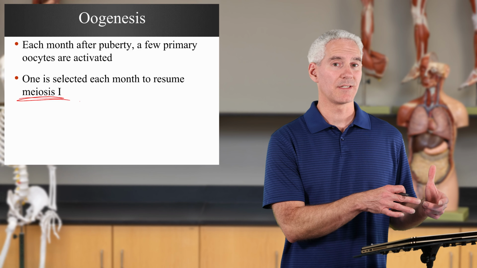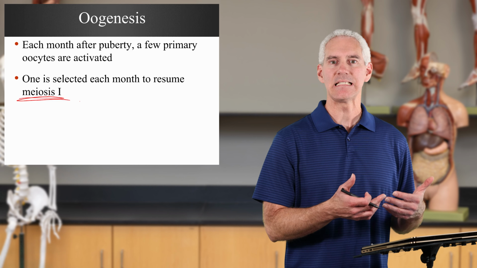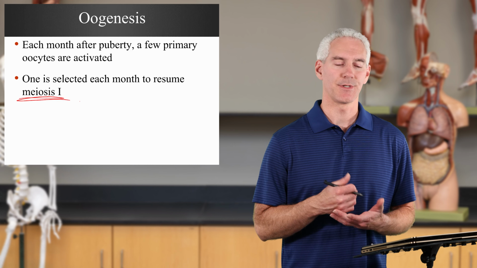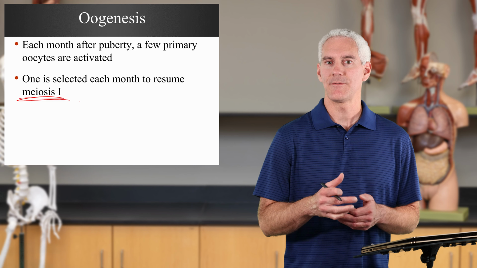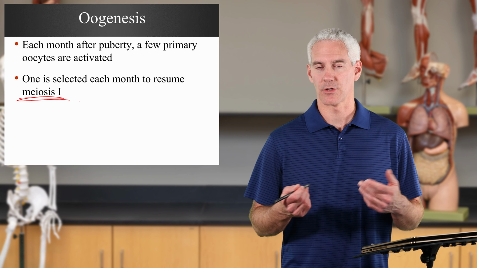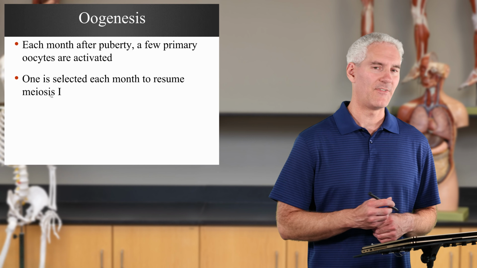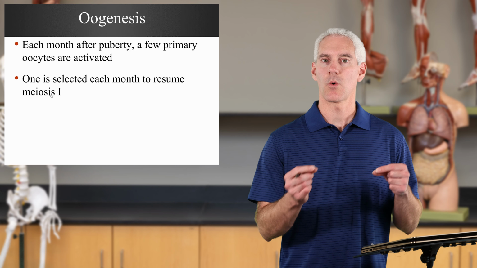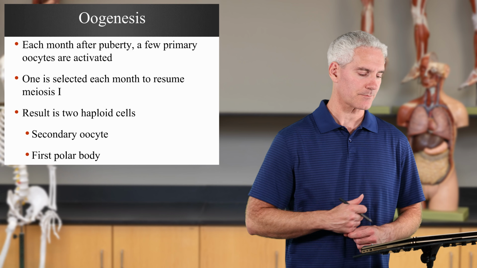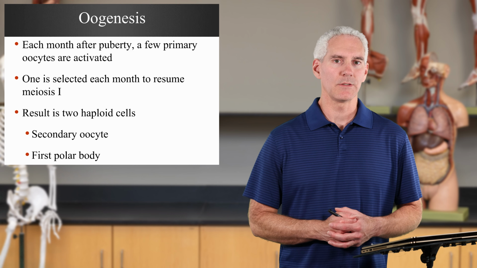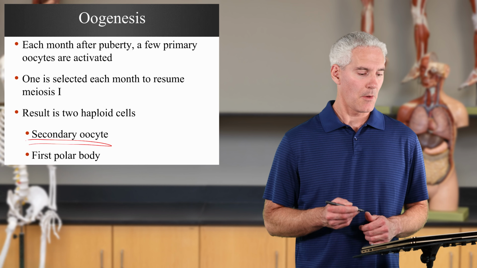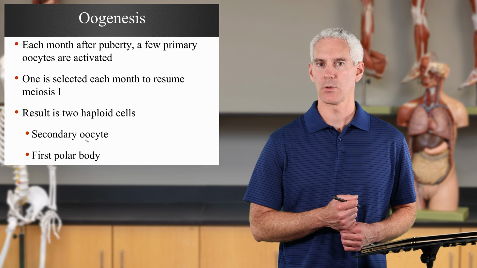Now, I say one because that's the typical. There is the potentiality for 2 or potentially 3 to be activated to resume meiosis 1. Now, if 2 are activated and both become fertilized, you're looking at twins, fraternal twins. But the vast majority of times, it's one single oocyte that goes back into meiosis 1. So when you go through meiosis 1, we end up with 2 cells. We have the secondary oocyte, but then we have the first polar body.